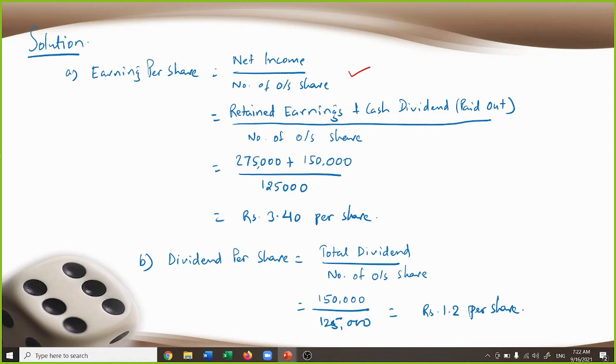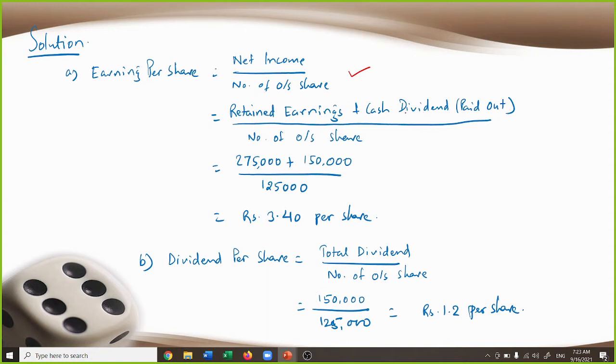If the company has a long history and has kept a previous figure on retained earnings, then this information cannot be used. However, in this question, we haven't been given the history of the company and there is limited information. So with data sufficiency, we can use the retained earning and cash dividend as net income.